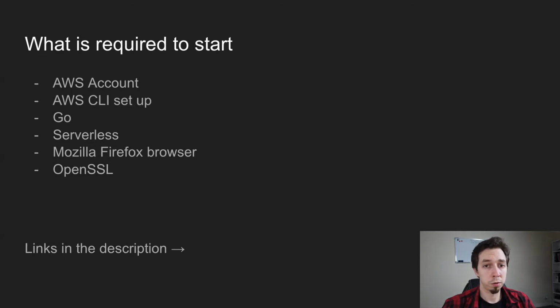So what is required to start? We need an AWS account, and the AWS command line interface set up with everything required by AWS. I think Python is among the requirements. Then Go installed locally, Serverless, which can be installed through the npm package manager, and either the Mozilla Firefox browser or OpenSSL. That is going to be needed for extracting the certificate. The easier way is through Mozilla Firefox, but I'm also going to show how to do it using OpenSSL.